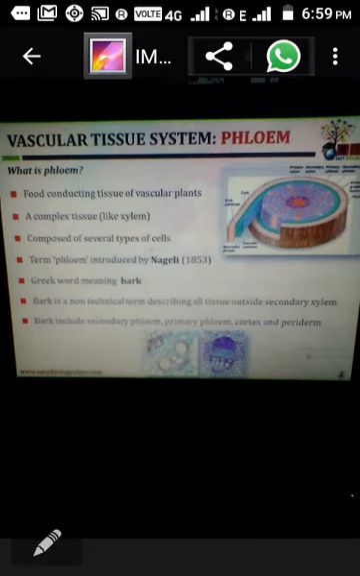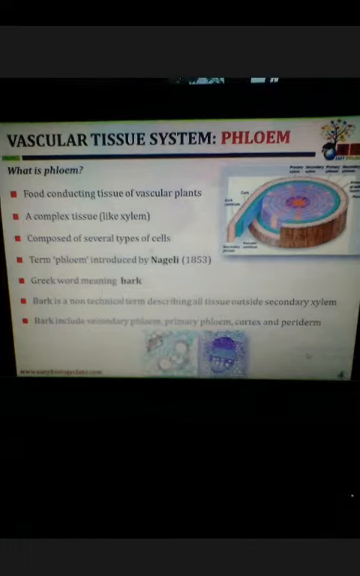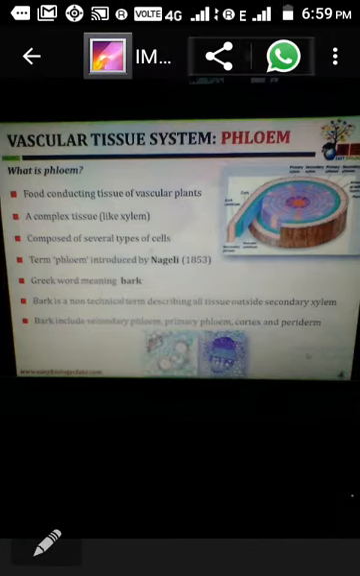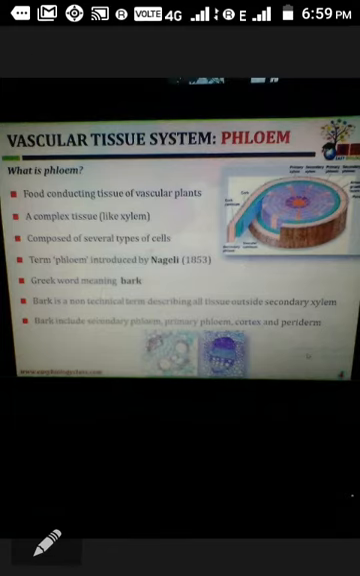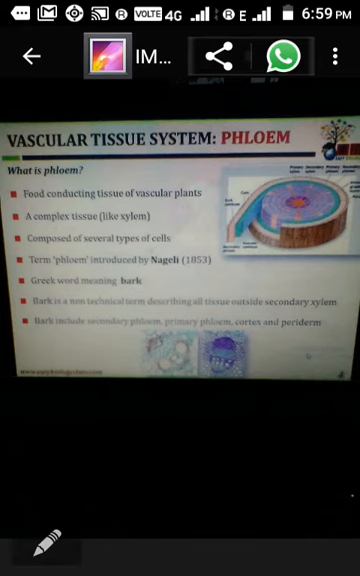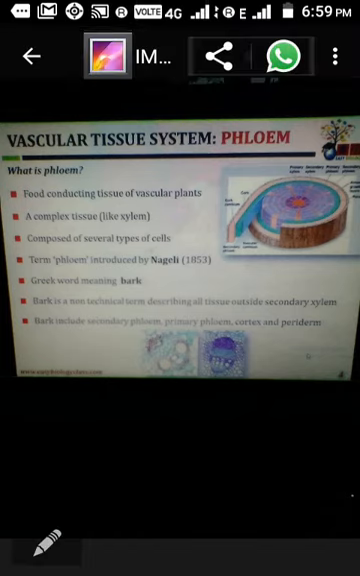Subject is botany. Students, so far we have covered plant hormones, auxin, gibberellin, all hormones we have covered. After that we have moved to photosynthesis, respiration. Okay, now we are moving towards phloem translocation.